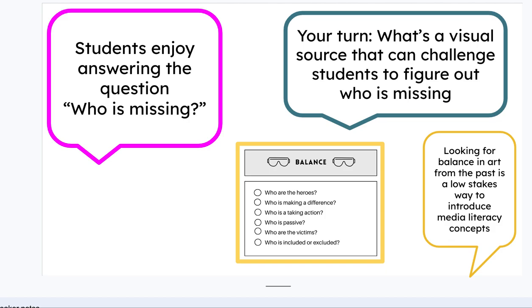In the checklist that we are talking about in this session, we're talking about balance and thinking about who is passive and who are the heroes in stories and things like that. And before you jump into looking at the curriculum that your students are dealing with, looking for balance in art from the past is a really low stakes way to ask those questions. Who was left out a long time ago? And it can also introduce some media literacy concepts that are so important today.